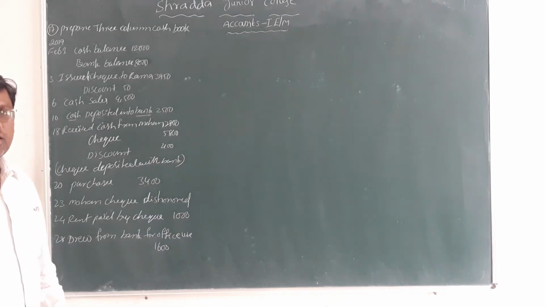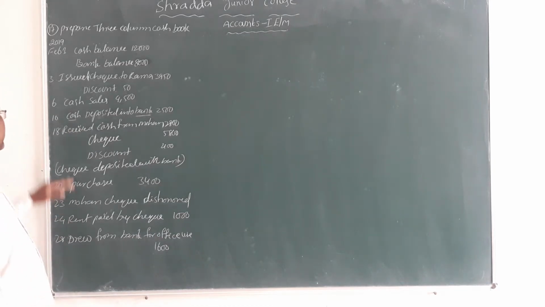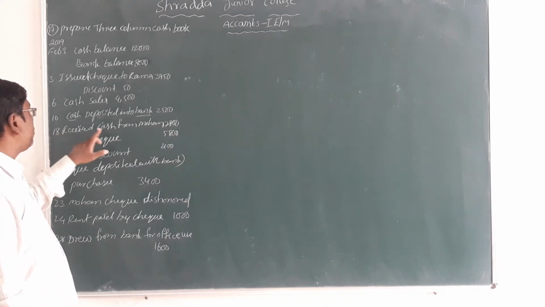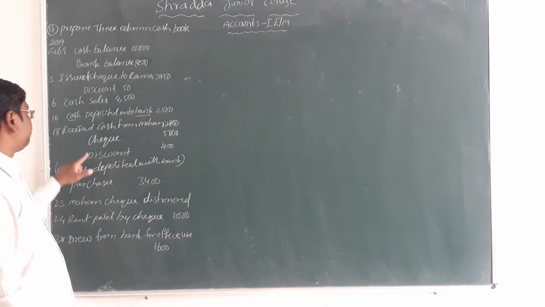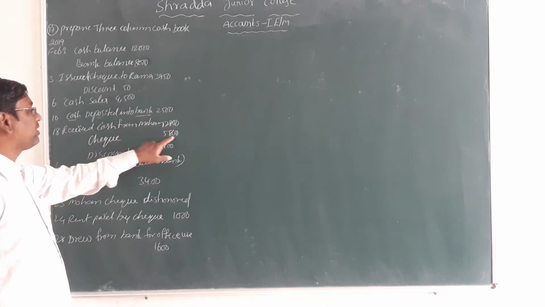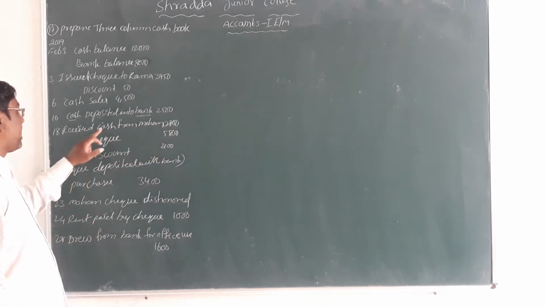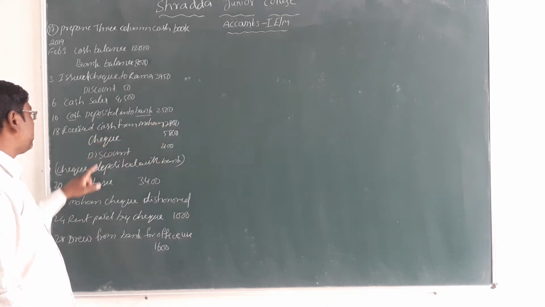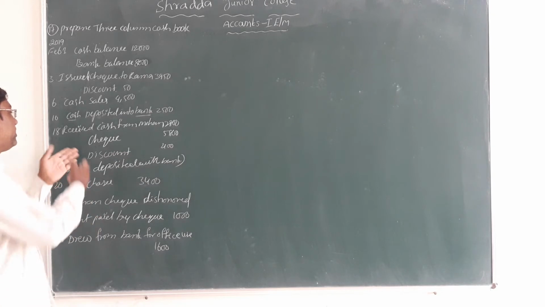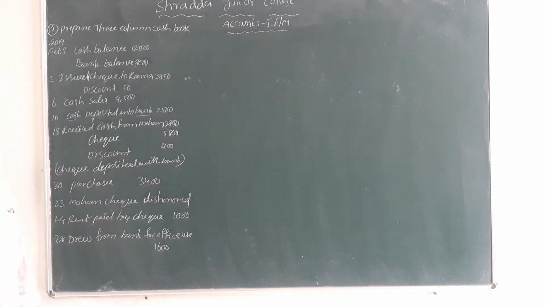Now another one, 18th date. Received cash from Mohan 2800 rupees, check 5800. Cash is 2800, check is 5800. Discount 400 given. Which discount is that? The discount receiver or discount allowed is not mentioned, so we can just think it as discount given, because only discount is mentioned.